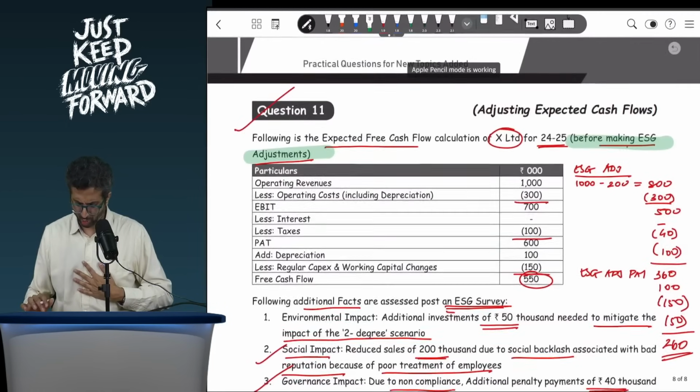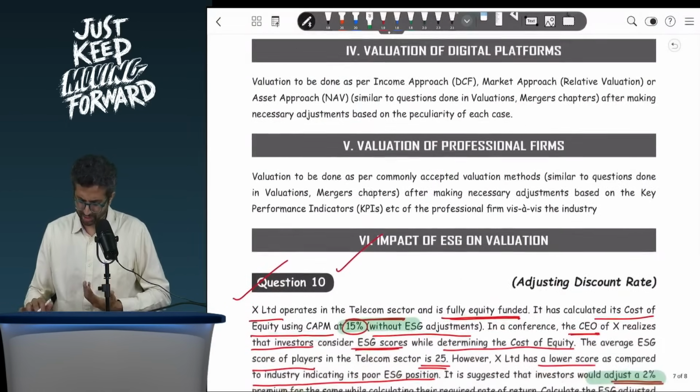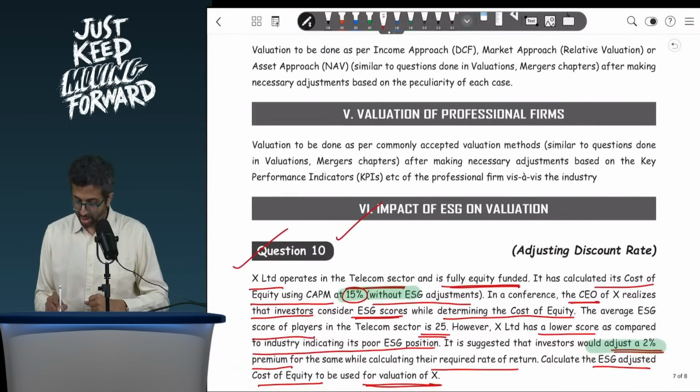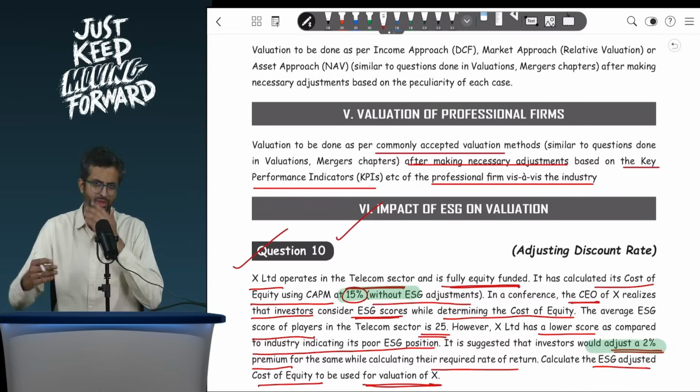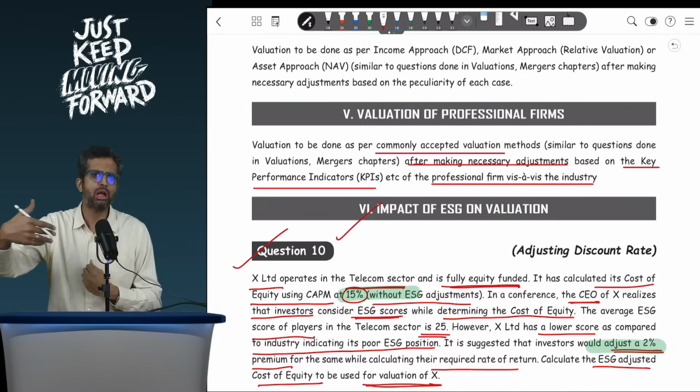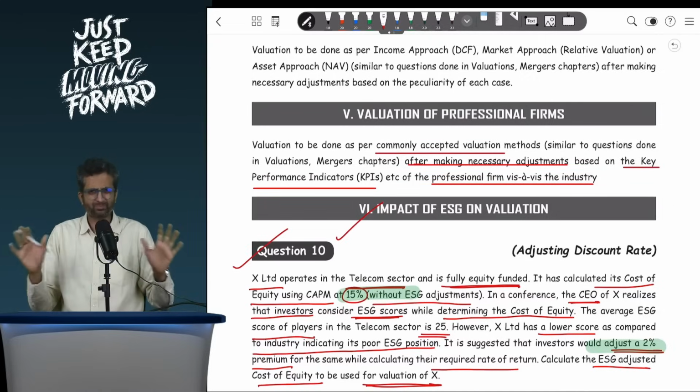So over here we have not put a practical illustration because we have said over here that the valuation will be done as per the commonly accepted methods, similar to questions done in other chapters, after making necessary adjustment based on the key performance indicators of the professional firm vis-a-vis the industry, as compared to how good or bad it is compared to the industry.